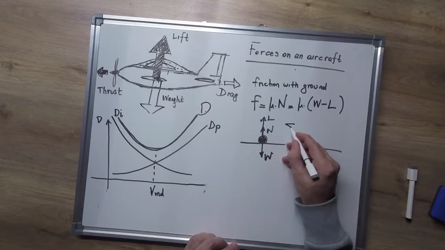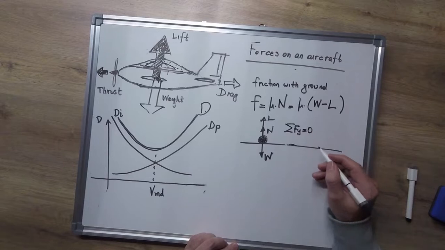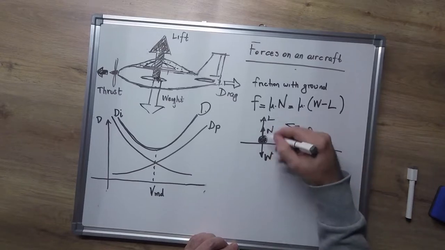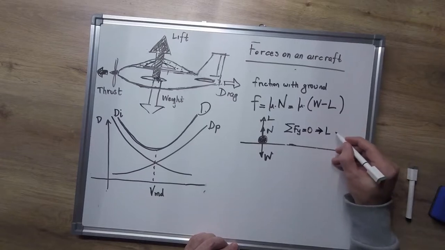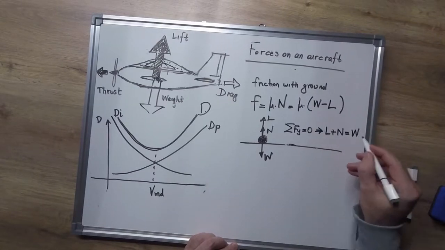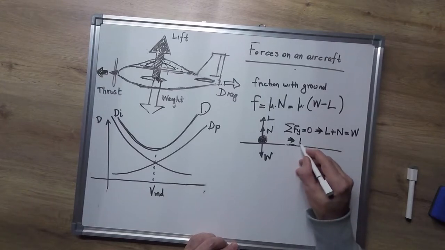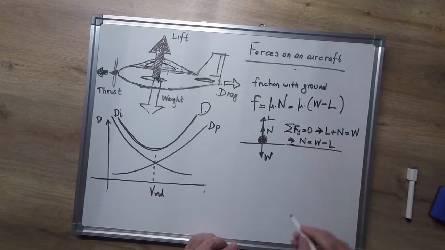So from this, from the first law of Newton, we have an equilibrium in the vertical axis. So the lift plus the vertical reaction is equal to the weight. Therefore, the vertical reaction is weight minus lift.